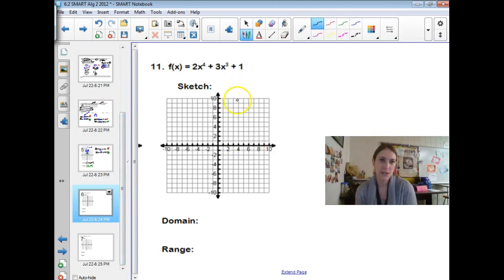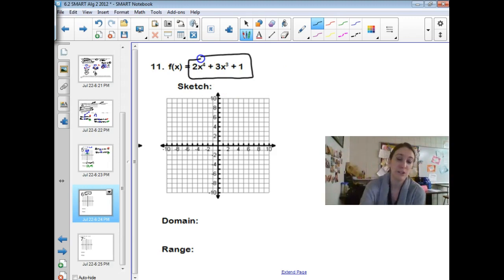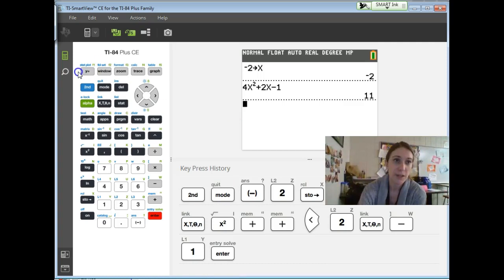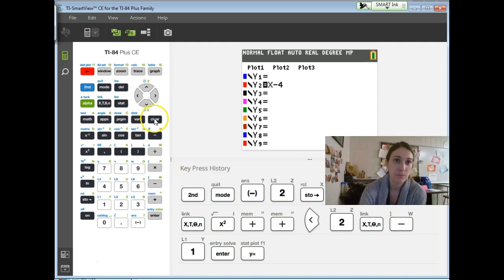Alright, so this one, if I graphed this on my graphing calculator, because you guys are new to the quartic function, you probably don't really know what this looks like. 2x to the 4, 3x squared plus 1. Alright. You need to get this typed in. Get out the old function, though. I don't want that anymore.